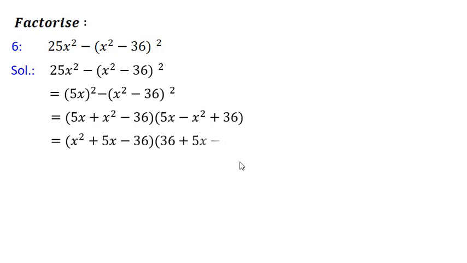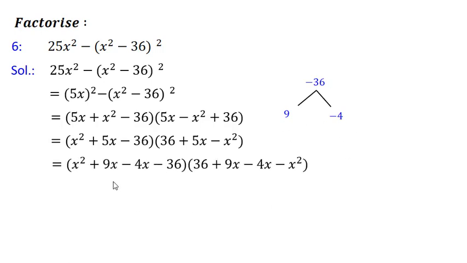Now I rearrange them in proper order. So here I will get x square plus 5x minus 36, and here I will get 36 plus 5x minus x square. Now a into c, if you see here I have minus 36, here also I have minus 36, and I will find two factors such that their sum is equal to 5 and product is equal to minus 36. So you try, you will get 9 and minus 4. So 9 minus 4 gives you 5 and 9 into minus 4 gives you minus 36.